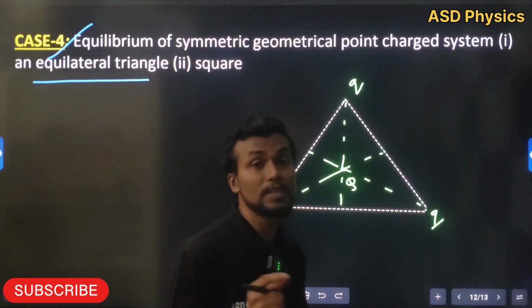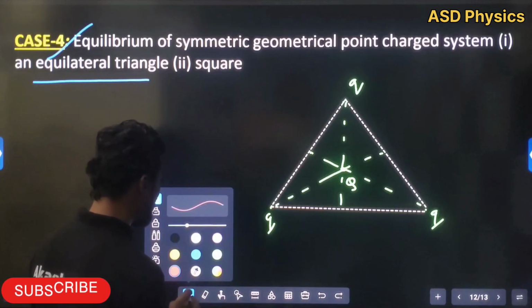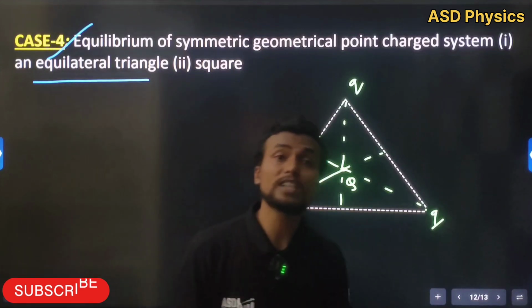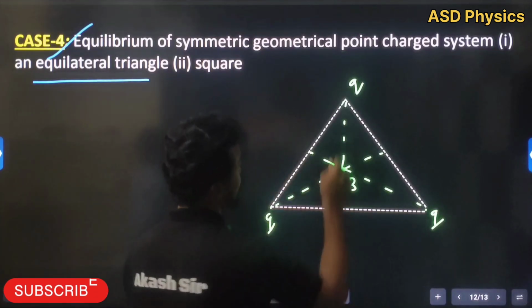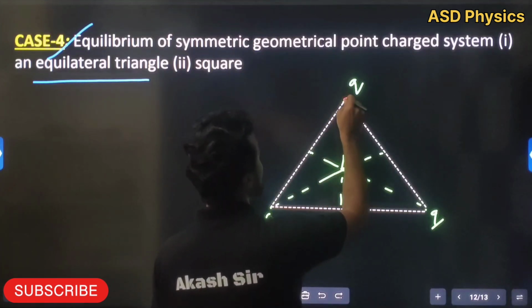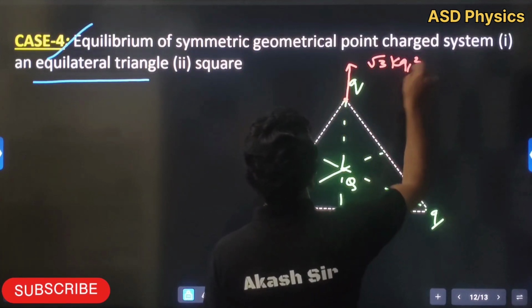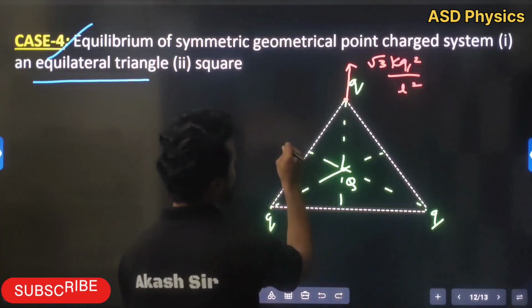But now, what is happening here? These charges are not fixed. Then what do we have to do? As we know, the capital Q is in equilibrium, but small q also we have to make it be in equilibrium. So see here, please. Due to this charge q and this q, how much will the force be? We know very well, this force is √3 kq² by L².